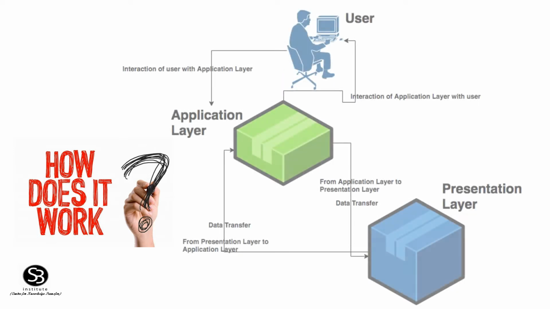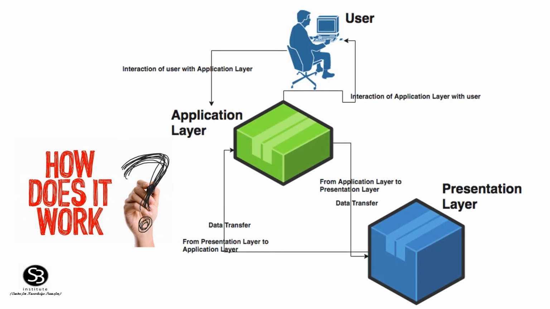The functioning of the application layer is very simple. The first step is the interaction of the user with the application layer. When the user interacts with the application layer, data transfer happens from the application layer to the presentation layer. When the data is transferred to the presentation layer, the necessary contents are accessed, and then the data is transferred again from the presentation layer to the application layer. In the application layer, the application interacts with the user and delivers the necessary content. This is how the application layer works.